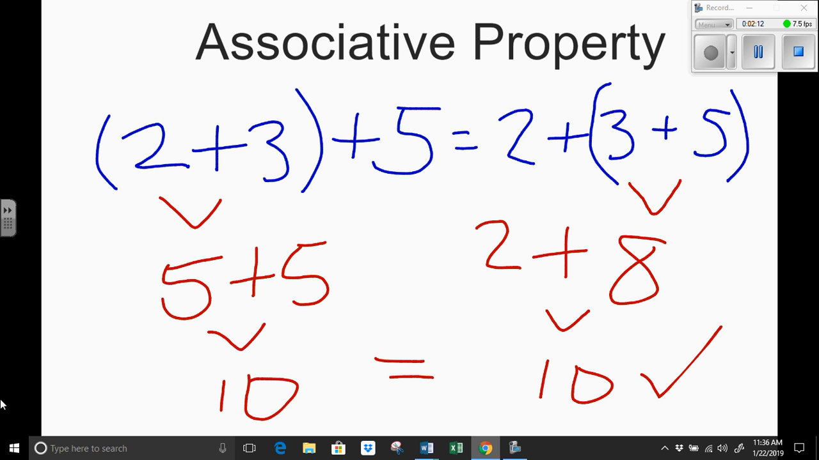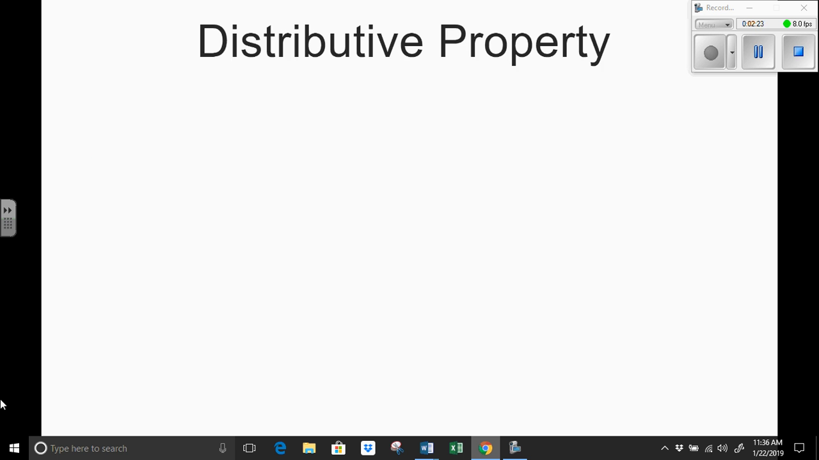Again, the thing that you have to remember about the associative property is the order generally stays the same. The only thing that's different is where the parentheses are associating themselves. Our next property is the distributive property. This can be one of the trickiest properties because it involves multiple operations.